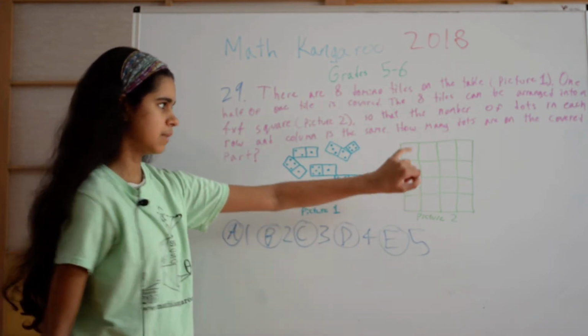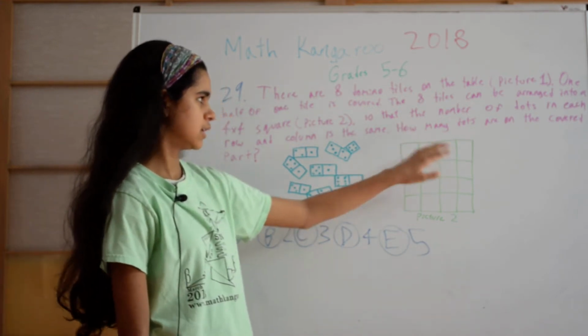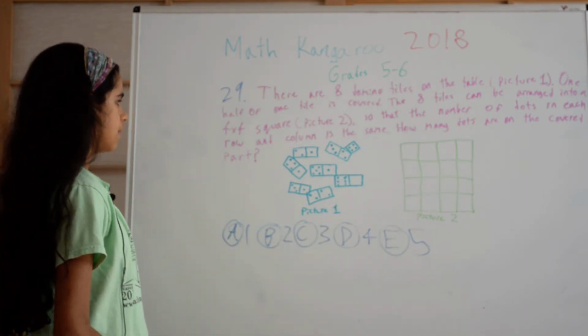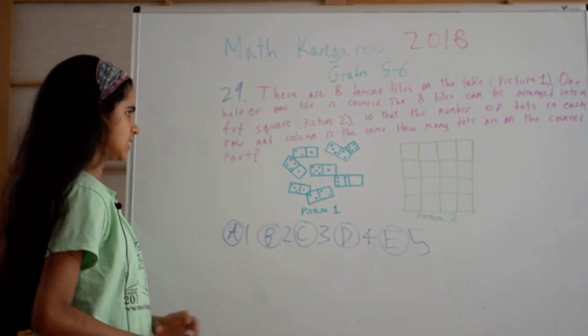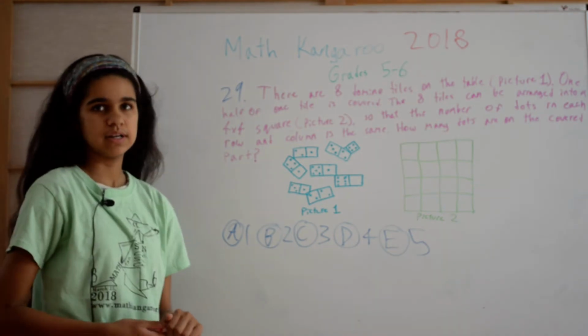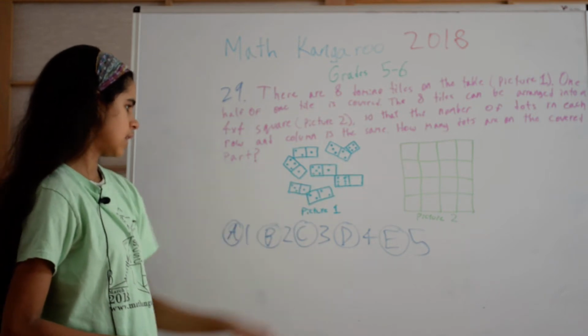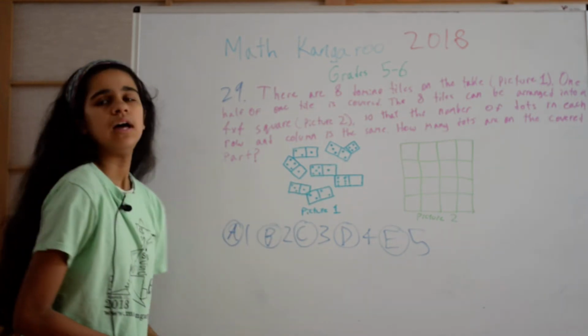Here, we can put the tiles so that they fill up all the squares on this square. And this is done so that the number of dots in each row and column of the square is the same. How many dots are on the covered part? And then we have the answer choices.